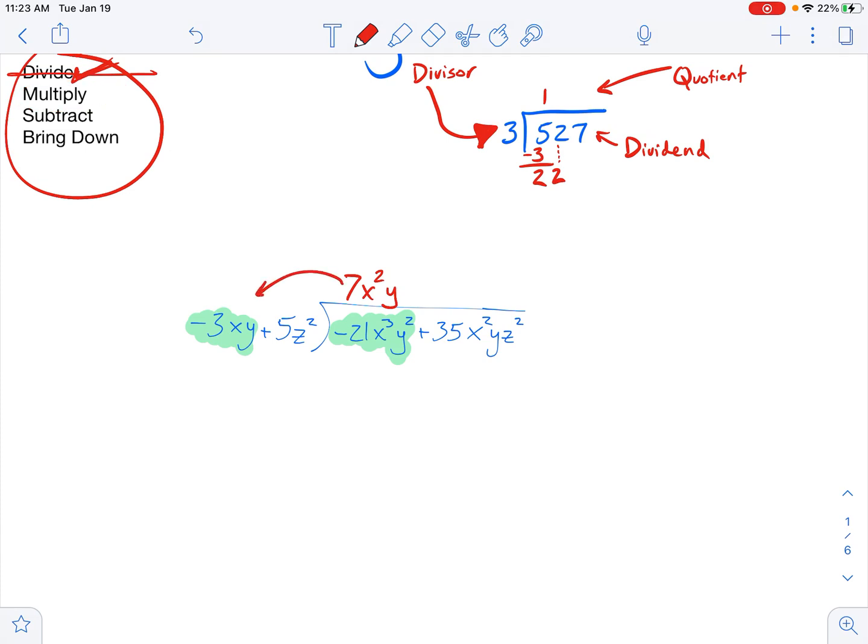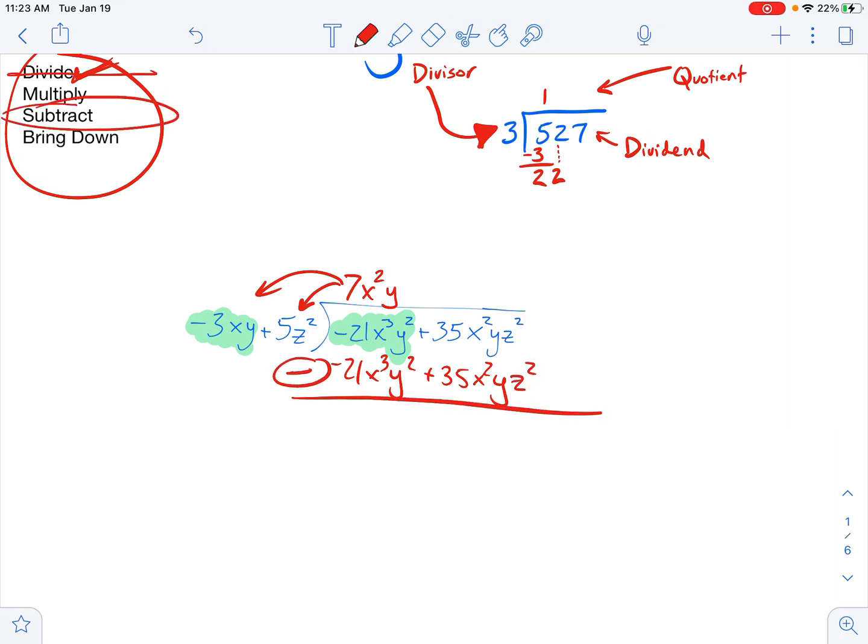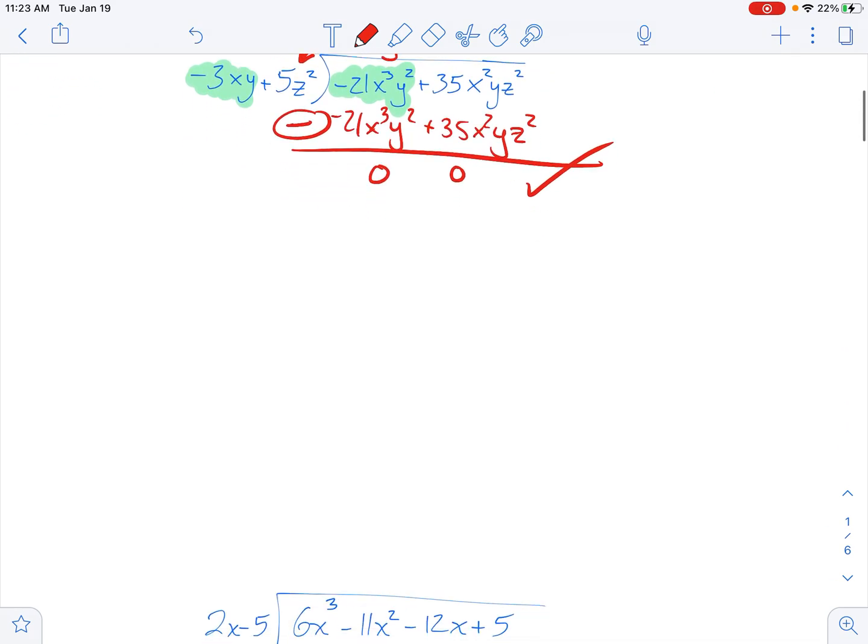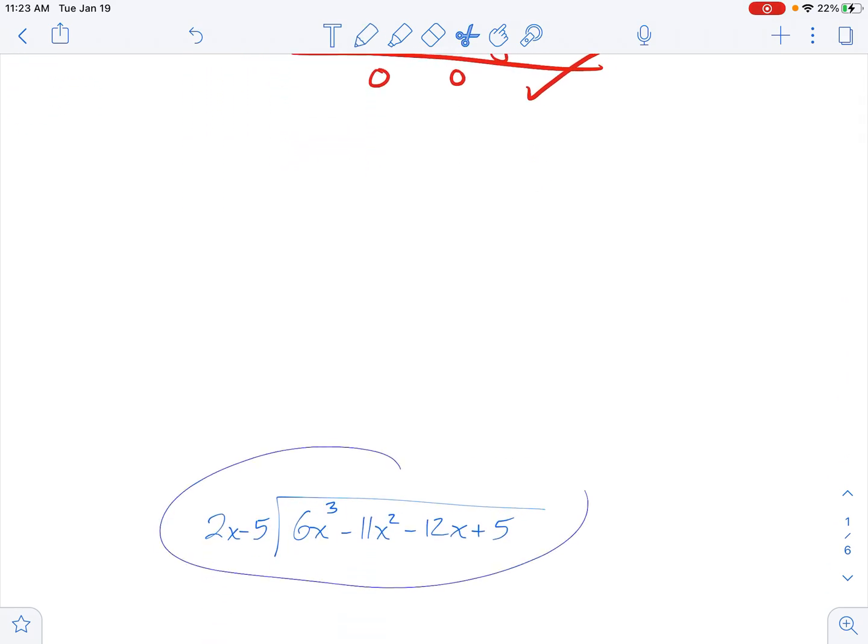I've done my dividing. Now I need to do my multiplying. So I will now multiply to both of these terms and get negative 21 x cubed y squared plus 35 x squared y z squared. Now I will do my subtraction. I will subtract this. Negative 21 minus a negative 21. Cool, that works. I'll get 0, and then this is 0. Sweet. Kind of an easy one to start off with. Obviously, you probably could have perceived that, but let's look at a more complicated one.